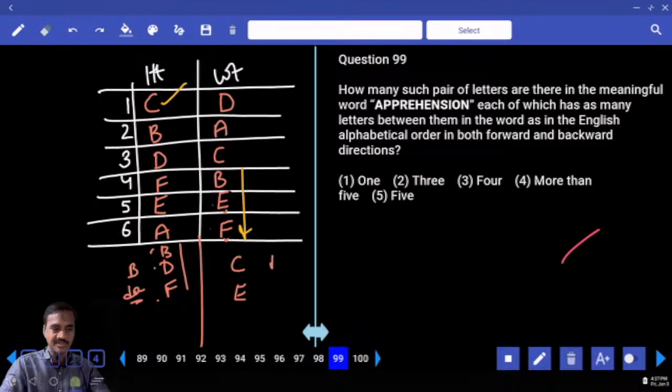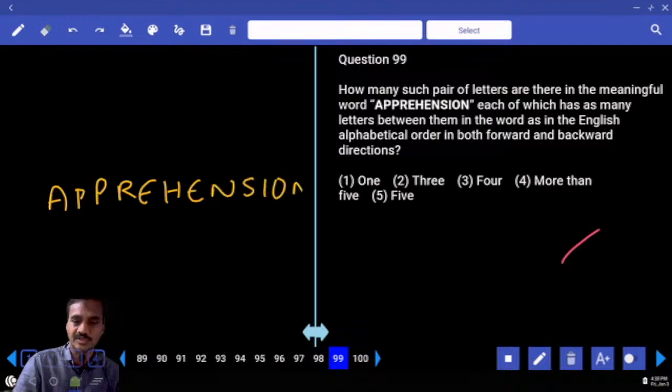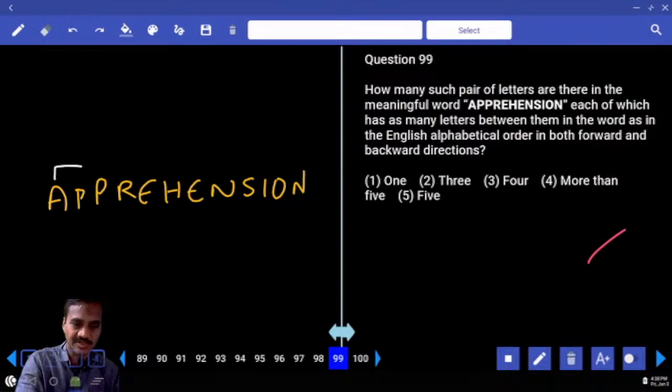Then 99, how many such pairs of letters are there in the meaningful word, each of which has as many letters between them in the word as in the alphabet? Now we need to find out the total number of pairs. Let us find the pairs. The word is APPREHENSION. How many such pairs? A, B, C, D, E. A and E, there is a pair. F, G, H, I, J, K, L. P, Q, R. P and R, there is a pair. Then S, T, U, V, W, X, Y, Z. No letter more than this one.